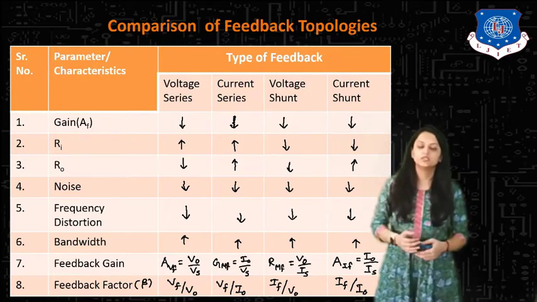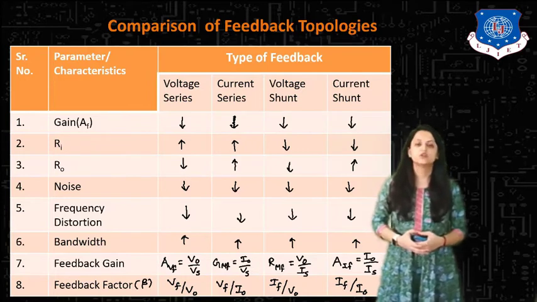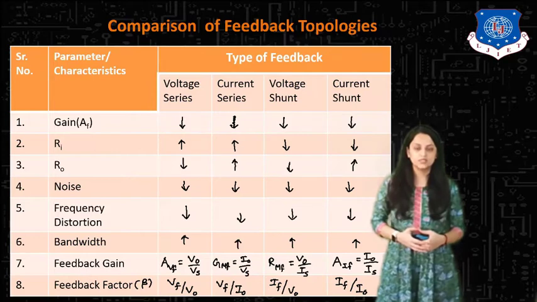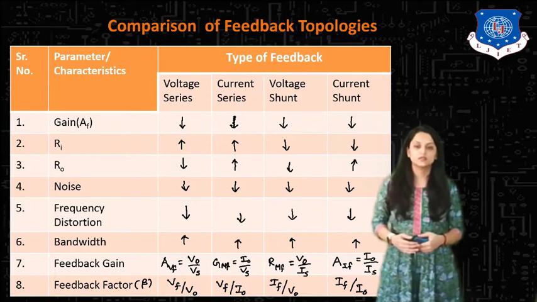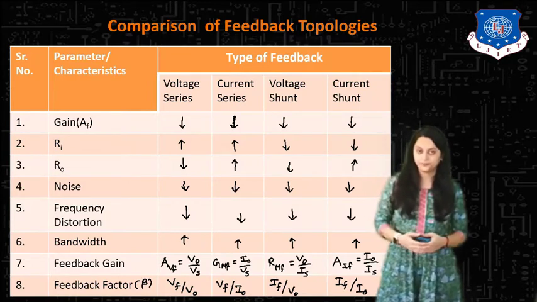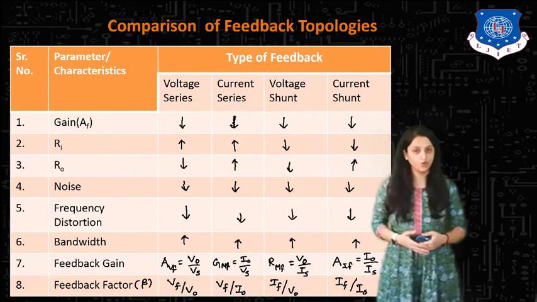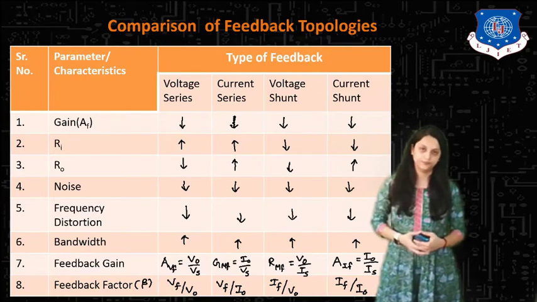Now the third parameter, that is RO, which is called output resistance. So output resistance for voltage series decreases. For current series it increases, that is it is high. For voltage shunt it decreases, it is low, and for current shunt it is increasing, it is high.